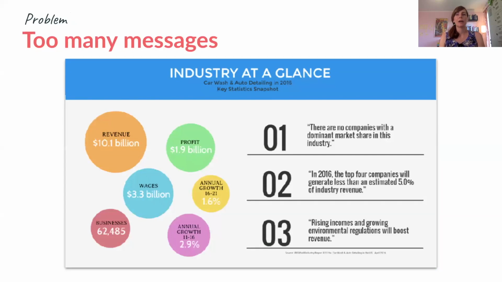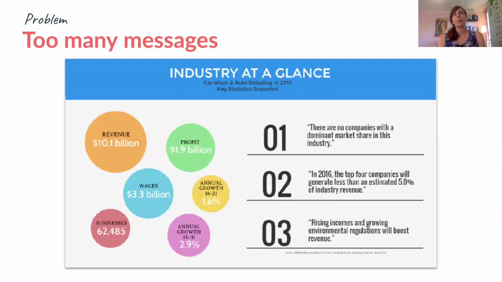Okay, here was how he was talking about his problem in his first slide. And this is a perfect example of too many messages, right? Every one of these bubbles is a different message of how much revenue and how much profit and all these things are in the car wash industry. And then you've got these quotes on the side. This is basically trying to do way, way, way too much.